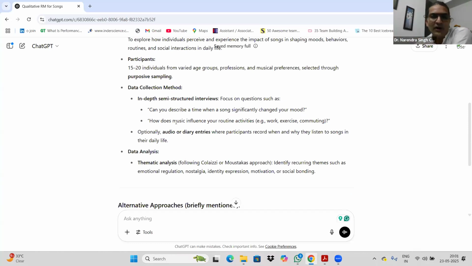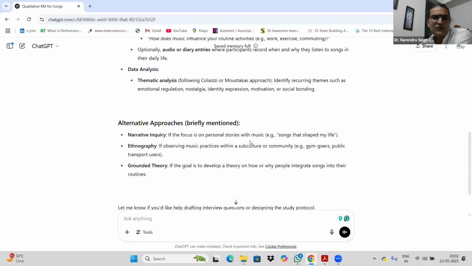Optionally, audio or diary entries where participants record when and why they listen to songs. Like some people say, okay, whenever I'm sad, I listen to this particular song. When I'm very happy, I listen to this particular song. Why? Or I can go for thematic analysis. That is the Colaizzi or Moustakas approach, to identify recurring themes such as emotional regulation. Alternatively, what could be the alternative?